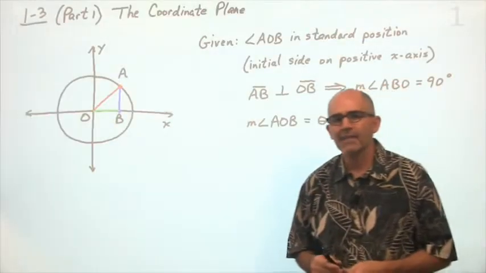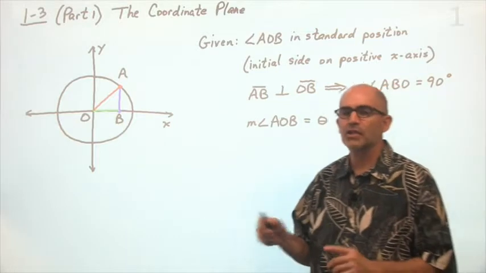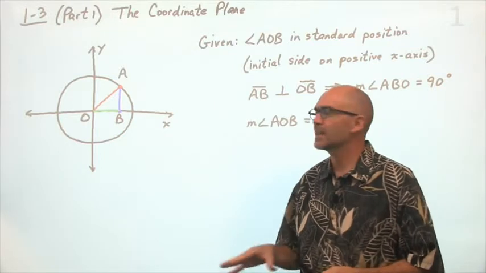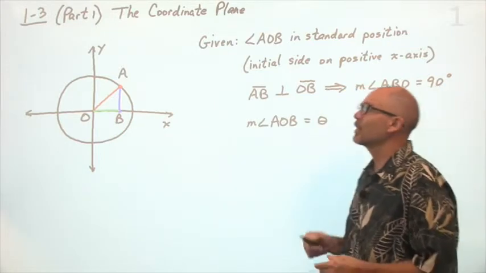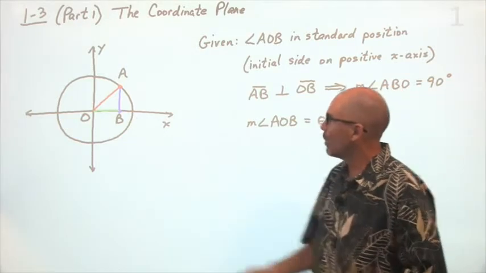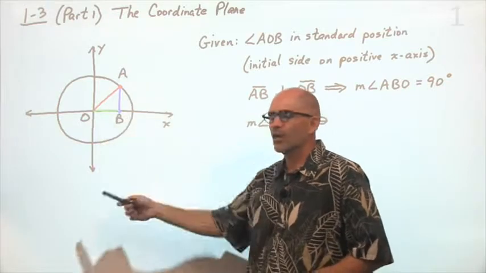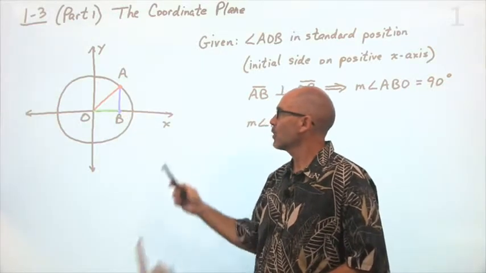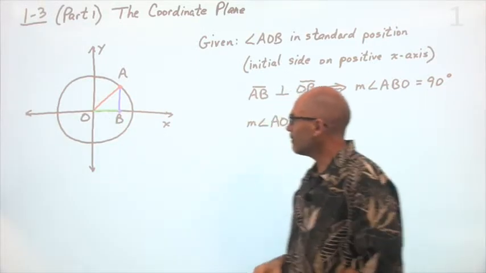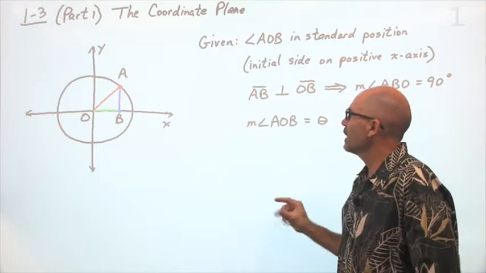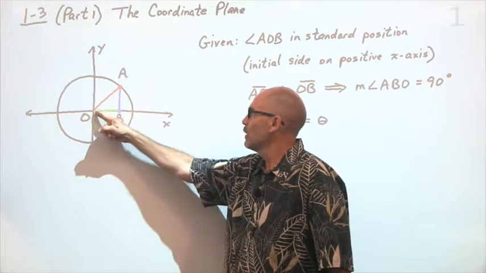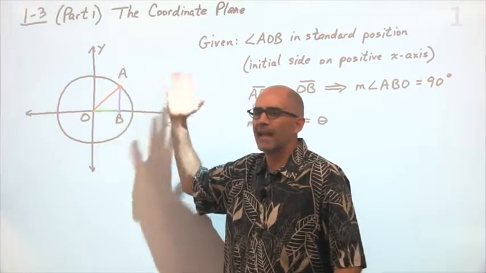Okay, so today we're going to take Section 3 in two parts. We're doing the first half of Section 3 in this lesson. This is the coordinate plane. We have our usual XY coordinate system, and we're going to draw a circle with the center at the origin. Now we draw a line segment from the origin, O, to a point on the circle. It could be anywhere on the circle.